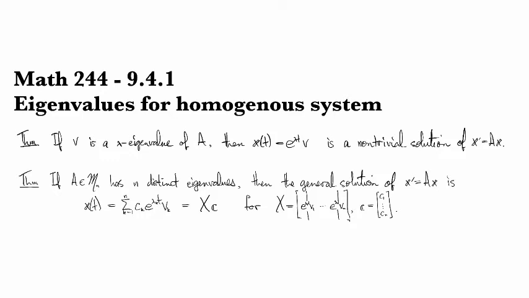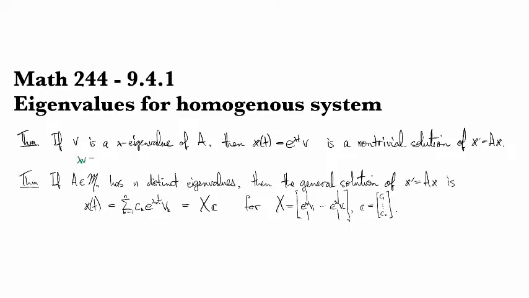So, as we saw before, if we've got eigenvalue, eigenvector pairs for A, then we can construct a non-trivial solution for the homogeneous system x prime equals Ax by just multiplying e to the lambda t times v. And the proof for that actually is really straightforward.